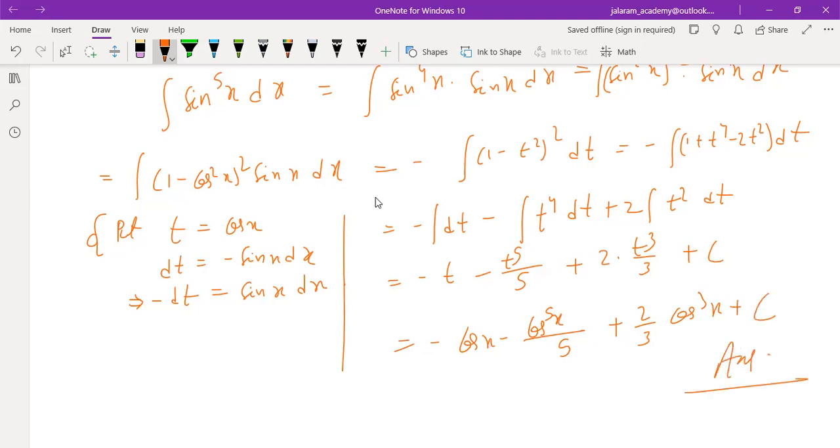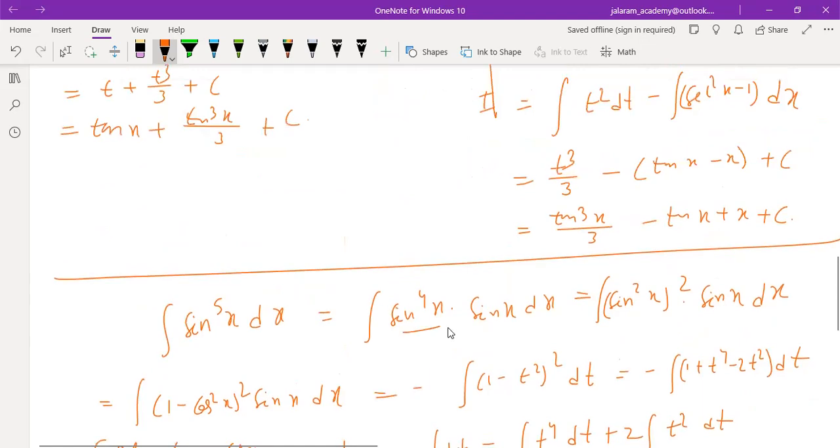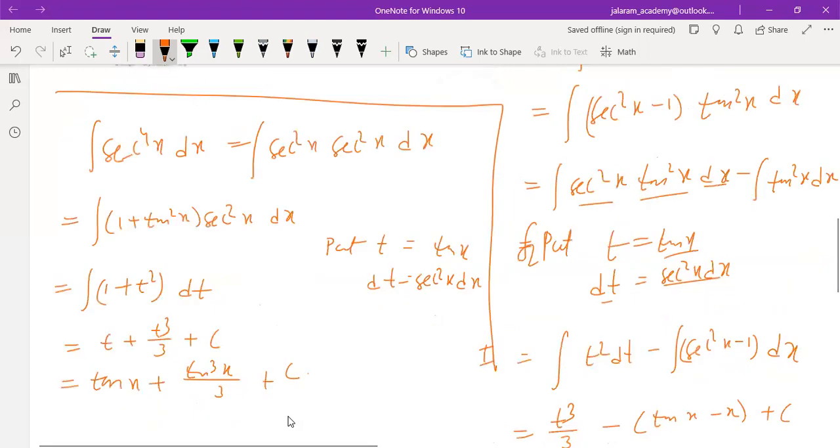Similarly, we can solve cos to the power 5x with the same method by writing cos to the power 4x into cos x, then writing cos to the power 4x as cos square x whole square. And in place of cos square x, we write (1 minus sin square x) whole square into cos x dx.